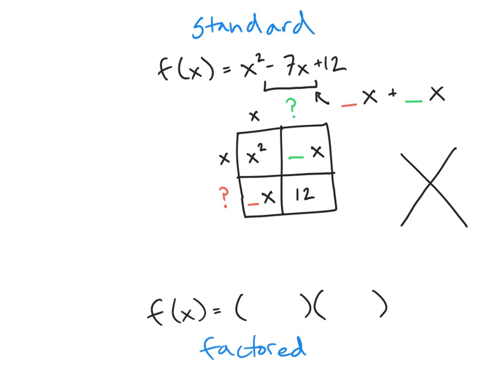We need two numbers that are going to multiply to 12 and sum to −7. What are those two numbers? Take a few seconds to think about what they may be. That's right. They're −3 and −4. −3x plus −4x gives us −7x, and so now we can complete the interior of our area model with −4x and −3x.